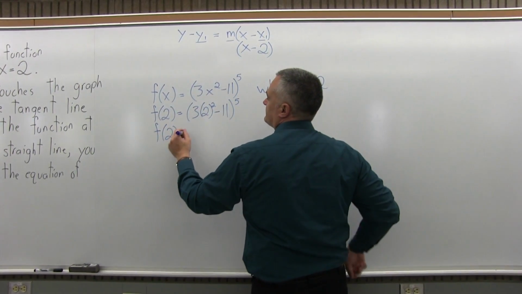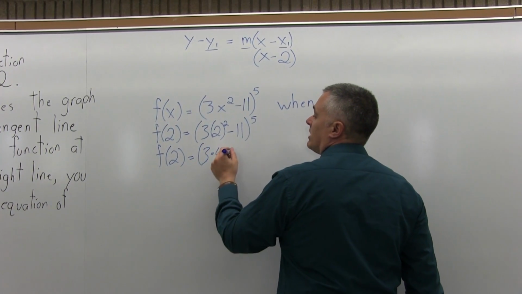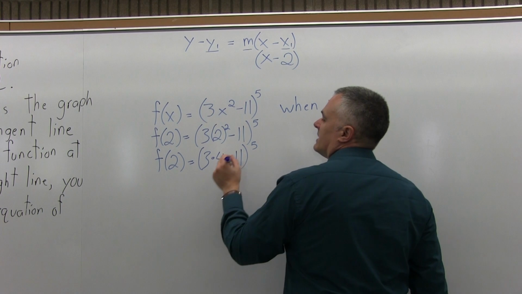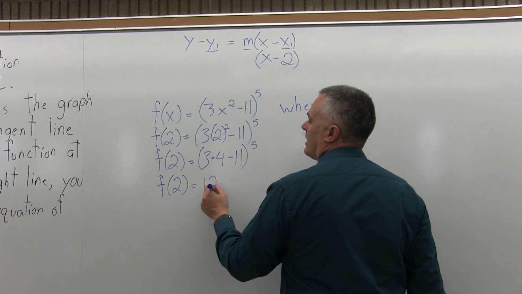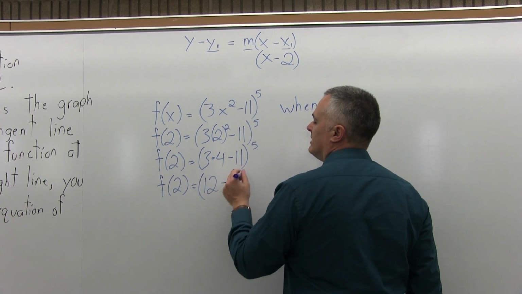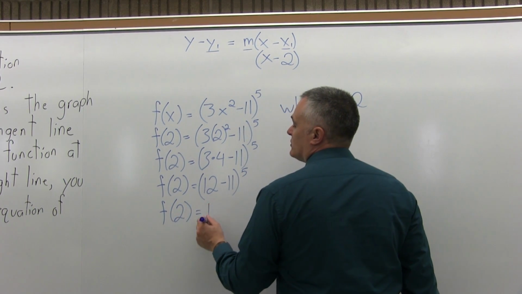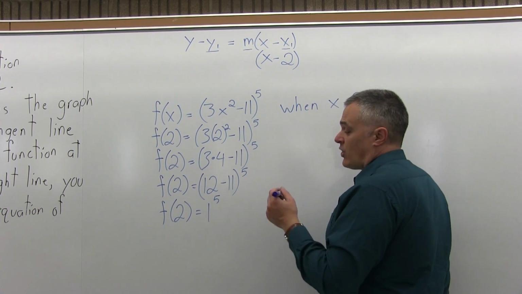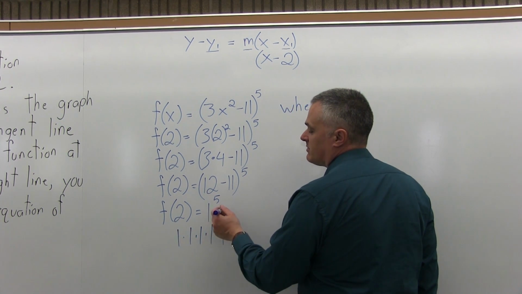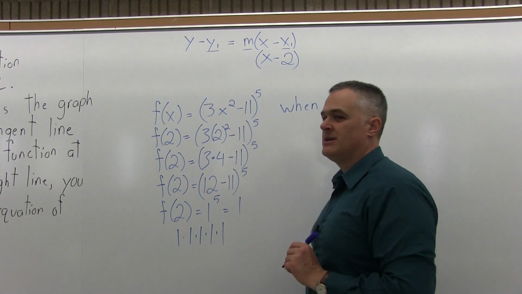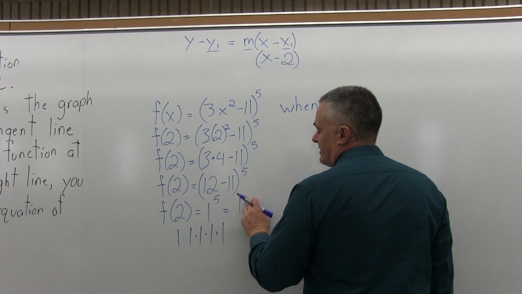And then you have to do the 2 squared first. That's going to be 3 times 4 minus 11 to the fifth. And then 3 times 4 is 12. So in the parentheses, 12 minus 11 to the fifth. And now 12 minus 11 is 1. So I have 1 to the fifth. So 1 times itself 5 times, 1 times 1 times 1 times 1, 5 ones multiplied together. The result is 1. So that's the answer, the 1.